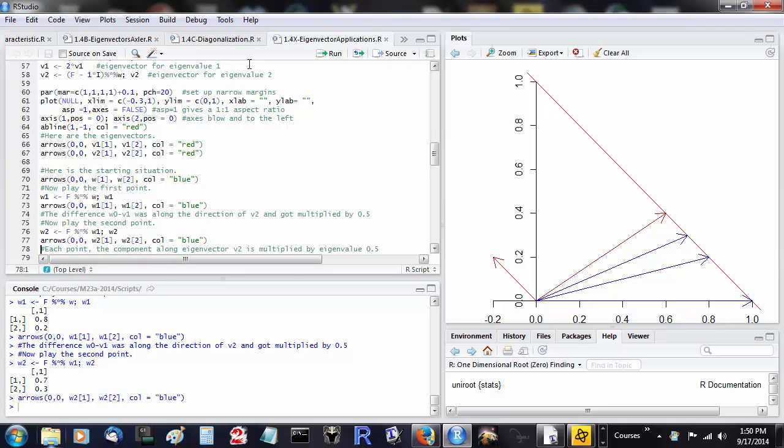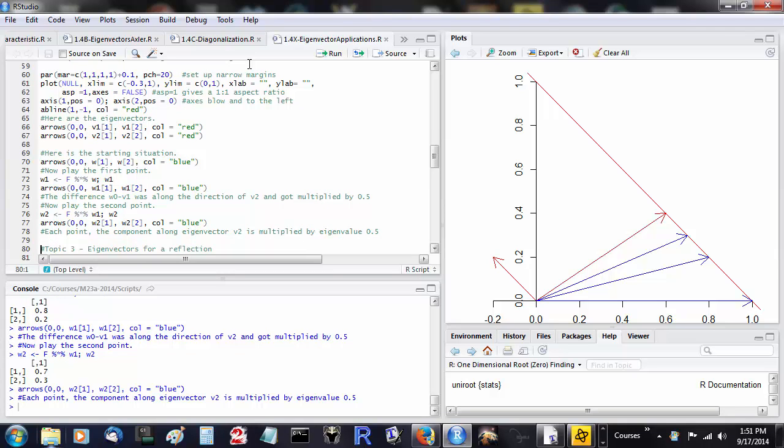So we now understand completely what is going on. Each time a point is played, the component along the direction of eigenvector v2 gets multiplied by the eigenvalue 0.5. If you were to analyze a similar situation and find that the second eigenvalue was 0.3, you'd know you multiplied by 0.3 every time. And if the second eigenvalue turns out to be negative, then the blue vector will flip-flap back and forth across the direction of the red vector.